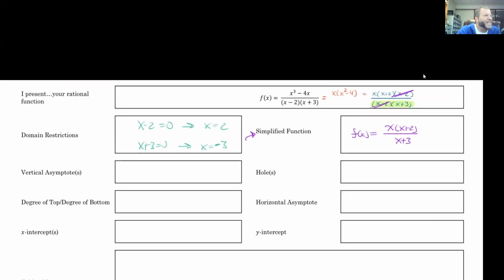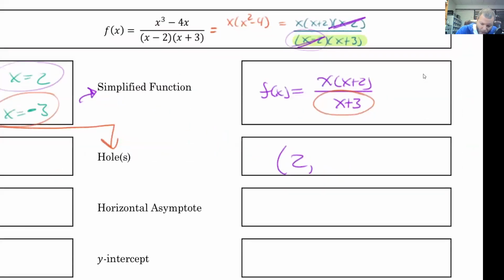Next, we want to classify these domain restrictions. Domain restrictions are either going to be vertical asymptotes or holes. Remember, if the domain restriction still lives in the denominator, like this x equals negative 3, it's going to end up being a vertical asymptote. If the domain restriction canceled completely out, like this x equals 2 did, it's going to be the x coordinate of a hole. So we'd have a 2 and something for our hole here.